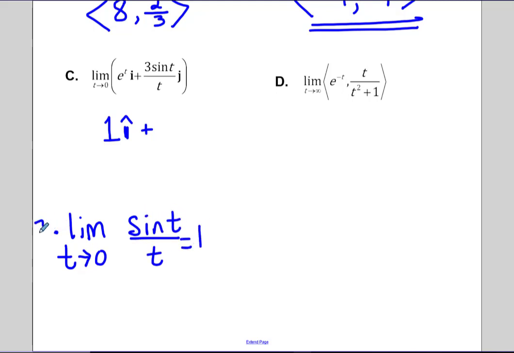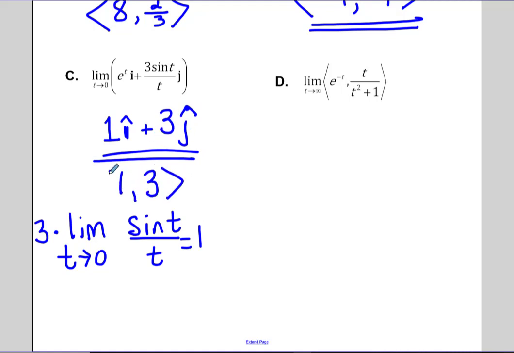And if we pull the 3 out, then this by definition is 1, and 3 times 1 is 3 in the vertical direction, or the j component. So 1i plus 3j, or 1 comma 3 if you wrote it in component form.